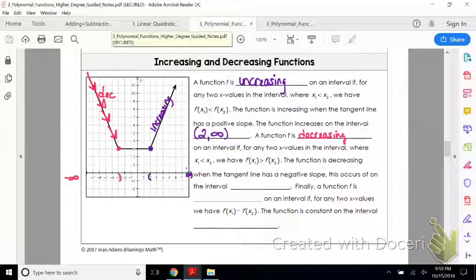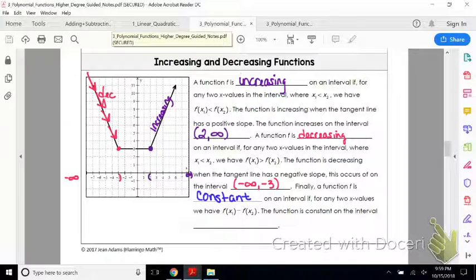So my next sentence says the function is decreasing when the tangent line has a negative slope. This occurs in the interval from negative infinity to negative 3. Finally, a function f is constant on an interval if for any two x values we have their y values are equal. The function is constant on the interval here. Well, remember, constant just means it doesn't change.